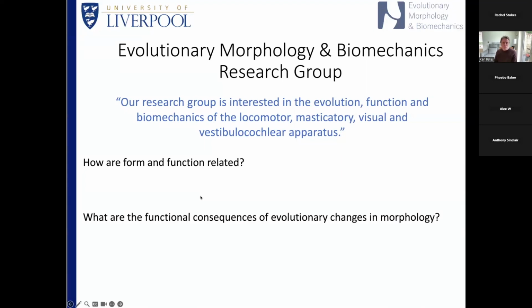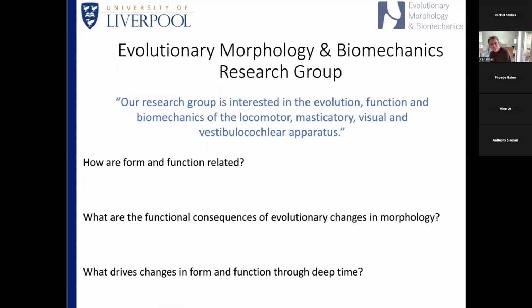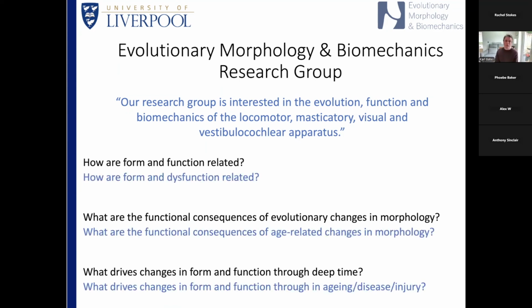And basically what we want to understand are the functional consequences of evolutionary change in morphology that we see in the fossil record or across diverse living groups, what the functional consequences of those morphological differences and changes are, and then what drove them through deep time. So coming back to this idea of major functional transitions in the history of life, as I say, we are in quite an applied medical group. So what we also do is ask similar questions within humans or companion animals for medical and veterinary research, but predominantly we are an evolution group.